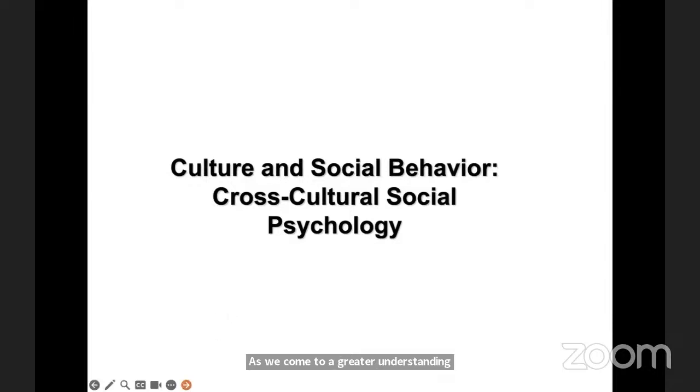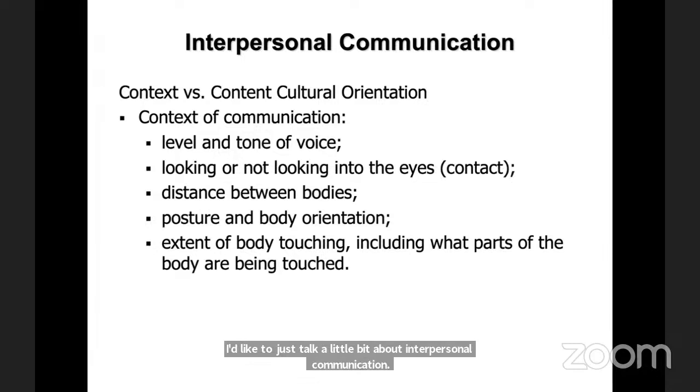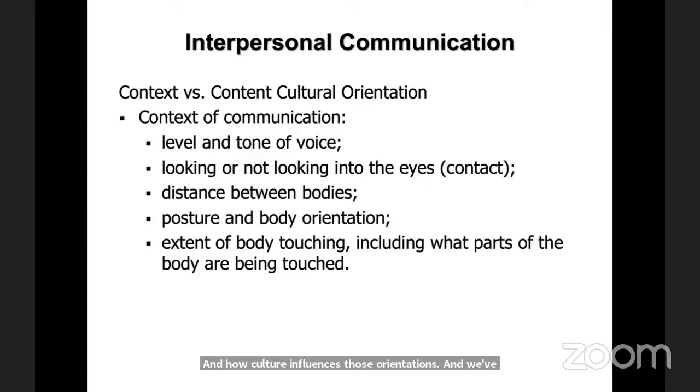So first, I'd like to talk a little bit about interpersonal communication and how culture influences those orientations. We have to look at both what we call the context and content of a cultural orientation. Context is the level and tone of voice expected within a culture, looking or not looking into the eyes of the person you're talking to, distances between bodies, posture and body orientation, and extent of body touching, including which parts of the body are being touched.